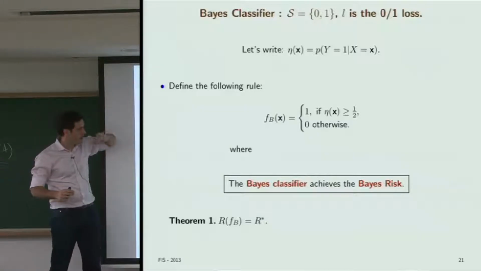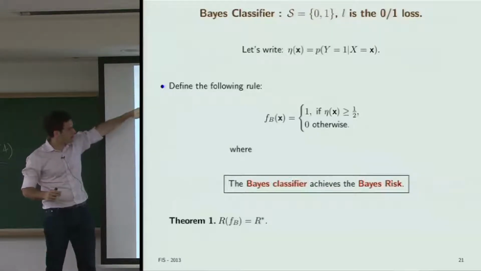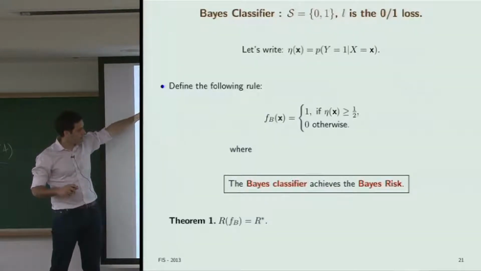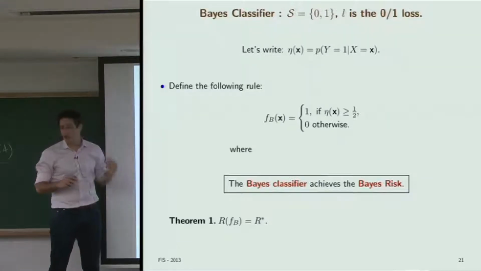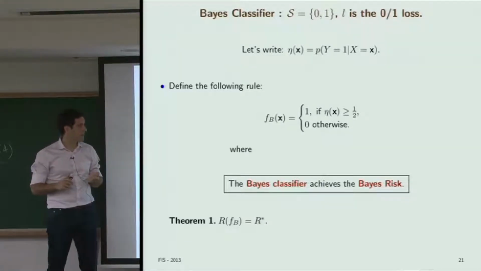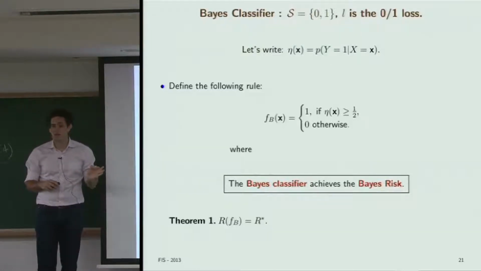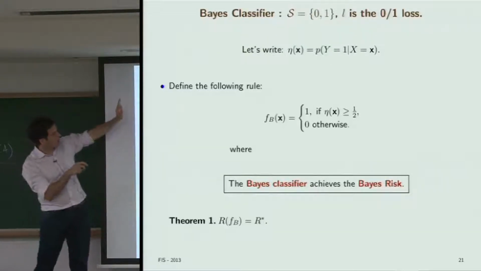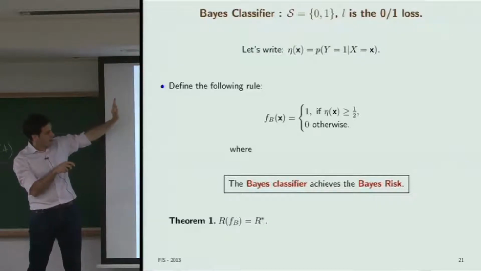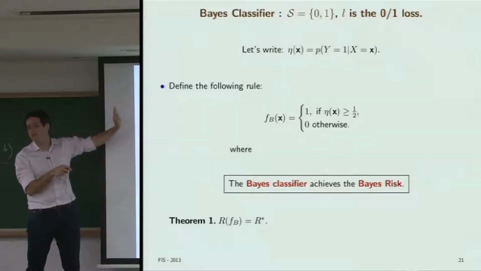So let me just define this. So let's write eta of X, okay, is the probability. So I should read the title. Assume that we are in this case, the binary classification case.